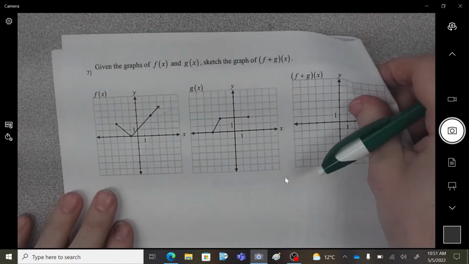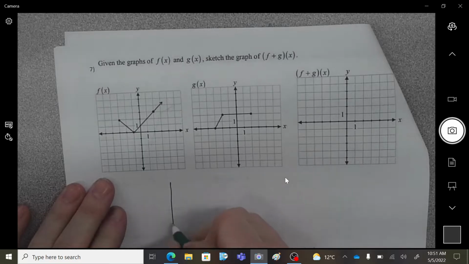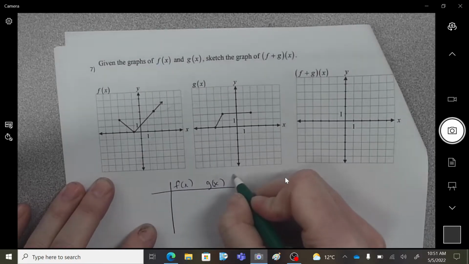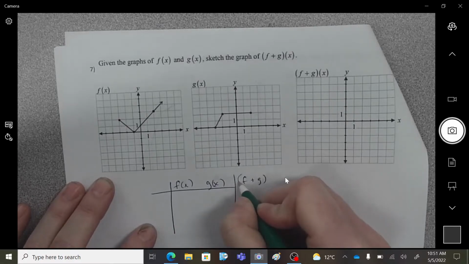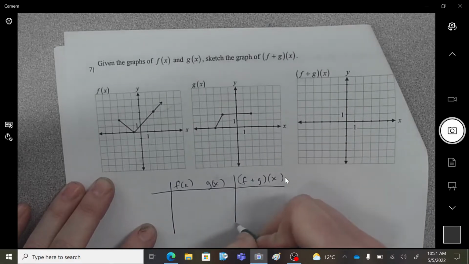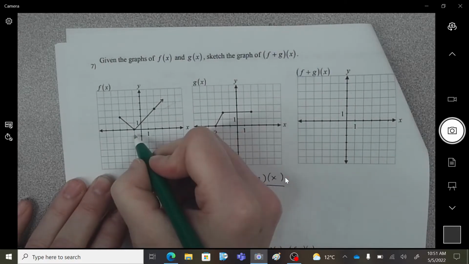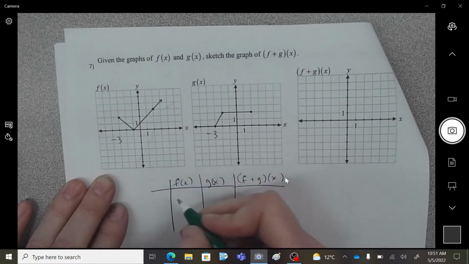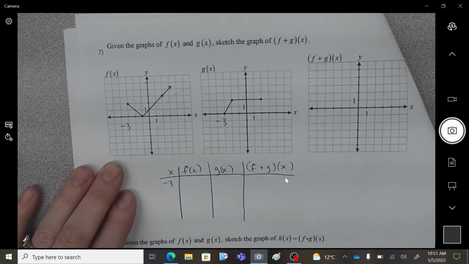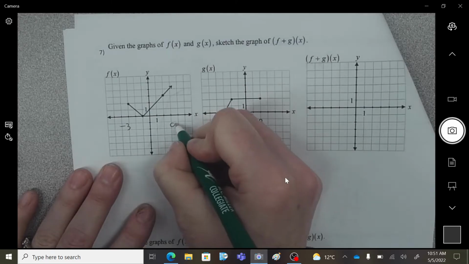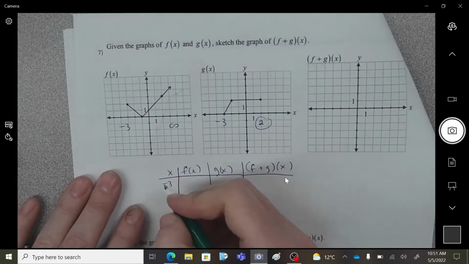Number 7, an addition function. So the f function, the g, and the addition function. So the domain, -3, so we can start both at -3. And then this one goes to 2, and this one goes to infinity, so I have to pick from -3 to 2.